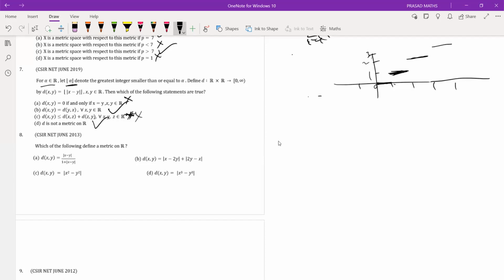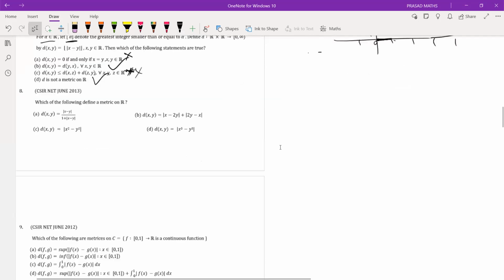So look at question number 8. This was asked in CSIR NET 2013. So automatically this is a metric. We have shown that this is a very standard metric. Therefore it is a metric. Is it a metric? The answer is no, right?